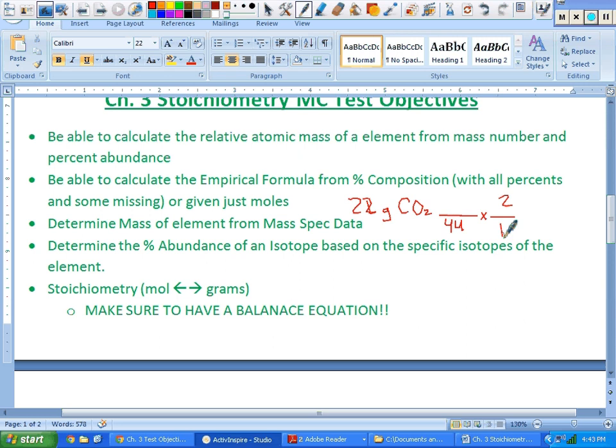Here's the big one. Determine the mass of the element from the mass spec. How can you determine the mass? The percent abundance. Which one will be closest to the actual mass? The highest peak. Right? The highest peak. Okay? Determine the percent abundance of an isotope based on specific isotopes in the element.